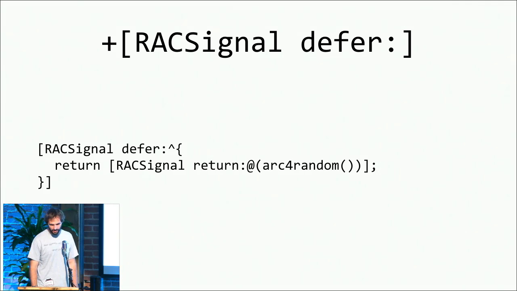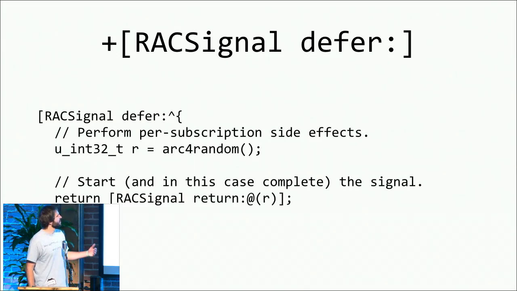So defer. Defer is an easy way to have some dynamic value and create a signal out of it. It's a block that just gets called and you have to return a signal. So in this case, this is just a signal that returns a random value. As soon as you subscribe, it'll send a random value and complete right away. But what's going on here is there are some per-subscription side effects. So we create a random value and then we send it. The idea here is defer is a way to group a whole bunch of code that happens on subscription and then calculate a value and return that value. So those were the same, but this one's more explicit about the structure.